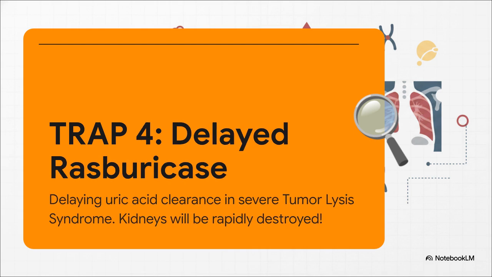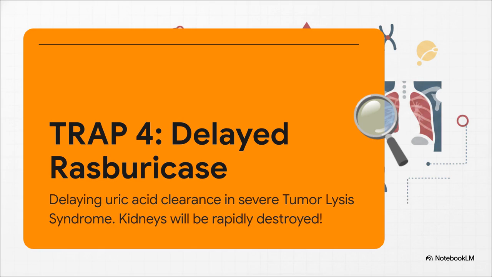And trap number 4, delaying time-sensitive rasburicase therapy during a severe tumor lysis cascade. When you give chemotherapy for bulky tumors like leukemia or lymphoma, massive cell breakdown releases a ton of intracellular ions and nucleic acids. Uric acid crystals will rapidly destroy the kidneys. Aggressive IV hydration and uric acid clearance using rasburicase or allopurinol are required immediately following chemotherapy to prevent acute renal failure and lethal hyperkalemia.